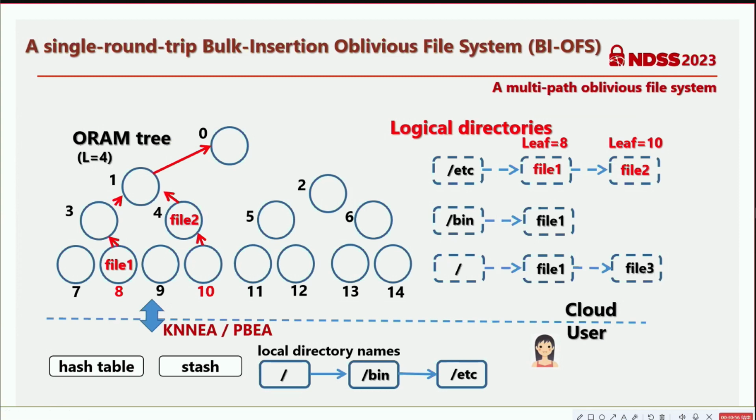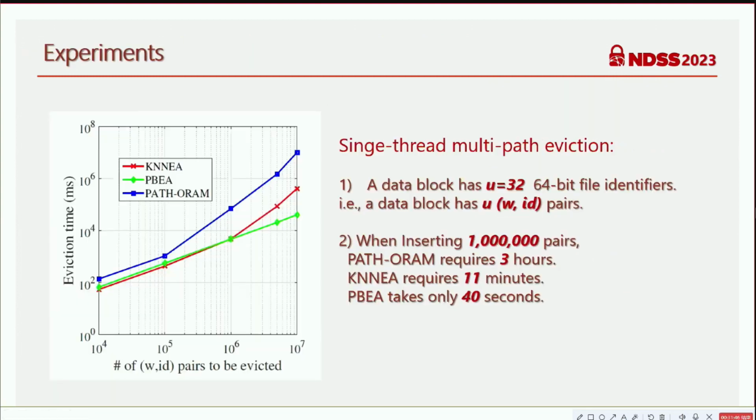In the experiment, we proved that OBI outperforms PATH-ORAM on the stash side when the large stash is given. In our setting, we use a single-threaded eviction algorithm. The data block has 32 file identifiers. Our results: when inserting 1 million, PATH-ORAM requires 3 hours, KNEA requires 11 minutes, PBEA takes only 40 seconds. This is because PATH-ORAM suffers from the large stash eviction problem.